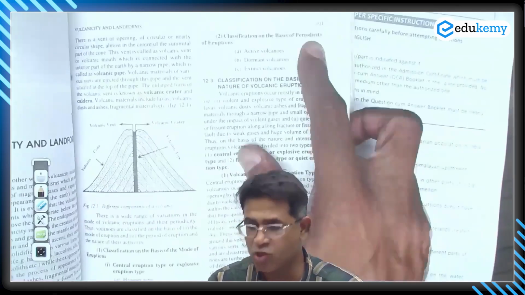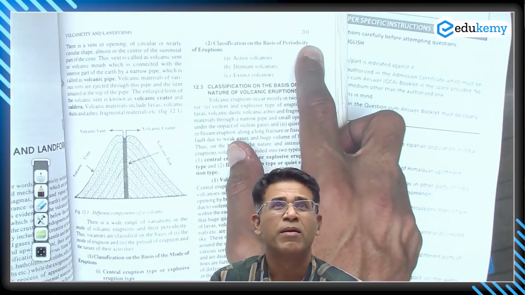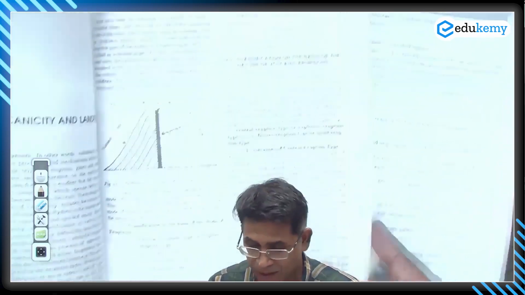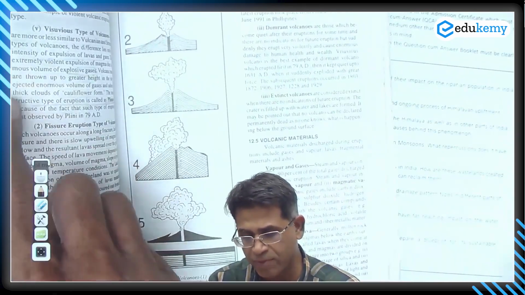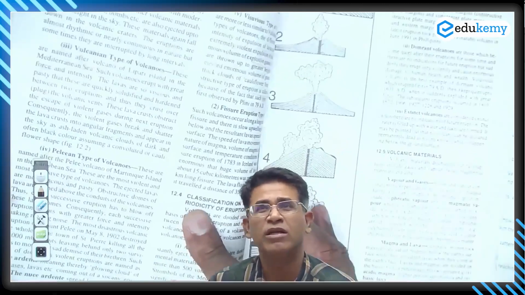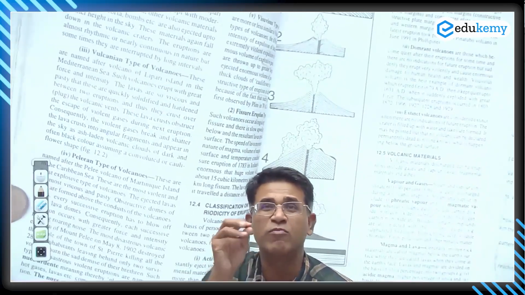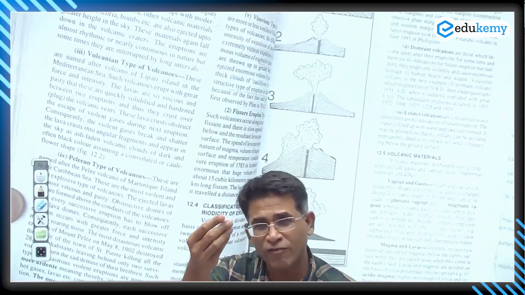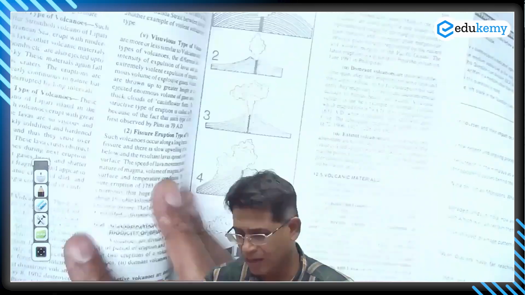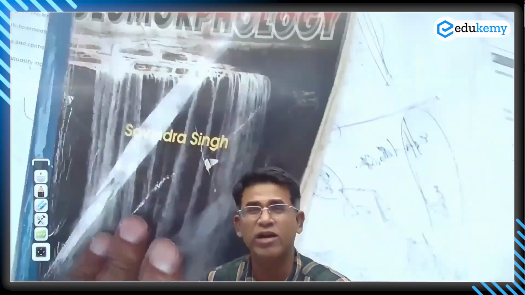Page number 201, classification of the eruptions: Strombolian type, Vulcanian type, and Pelean type. It's about two factors: one is the amount of moisture and the other is the amount of pasty lava. Pasty, thick and sticky. People, you can, no problem. If you want to do it, you can do it, no problem.